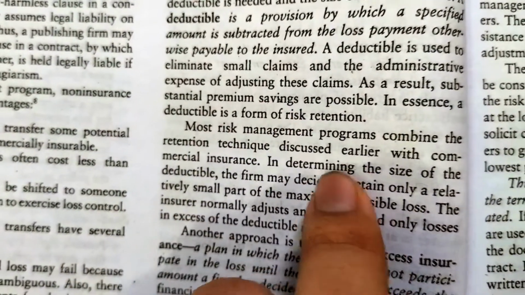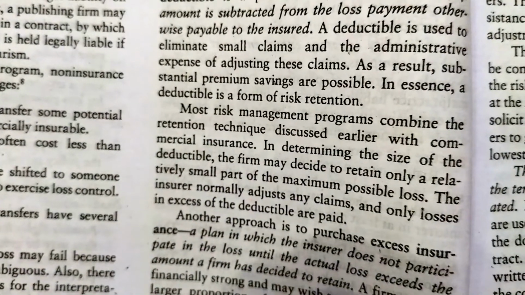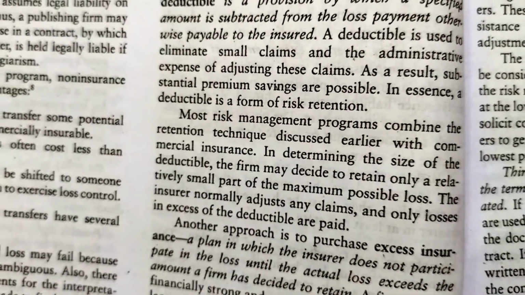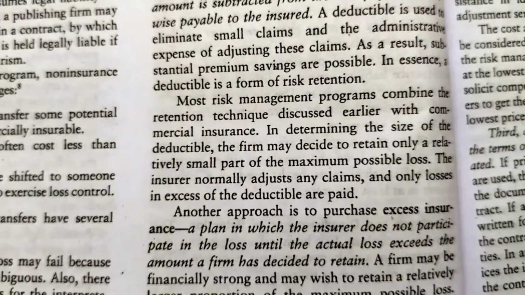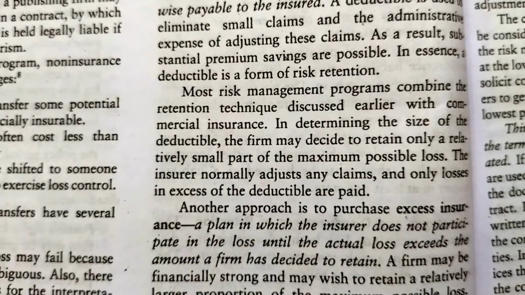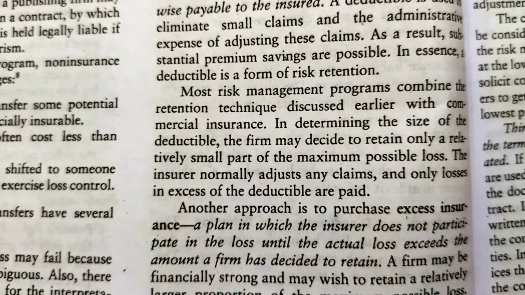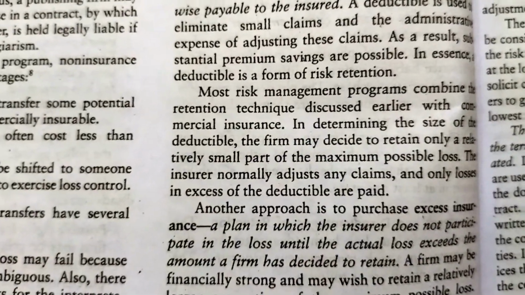Most risk management programs combine the retention technique discussed earlier with commercial insurance. In determining the size of the deductible, the firm may decide to retain only a relatively small part of the maximum possible loss. The insurer normally adjusts any claim, and only losses above the deductible are paid.